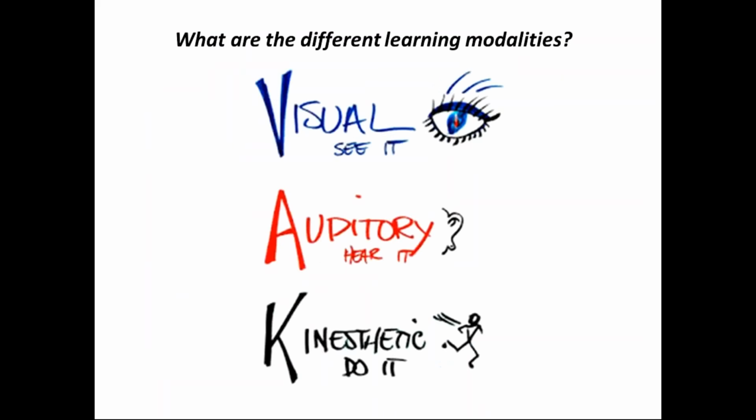Different learning modalities are really just the way our brains learn best. Usually we're some combination of all three of these things: visual, auditory, and kinesthetic. Visual learners really do best when they can see it, whether it's text written on a board or on a poster, a photo, just something that they can hold in their hand and look at. That's a visual learner.